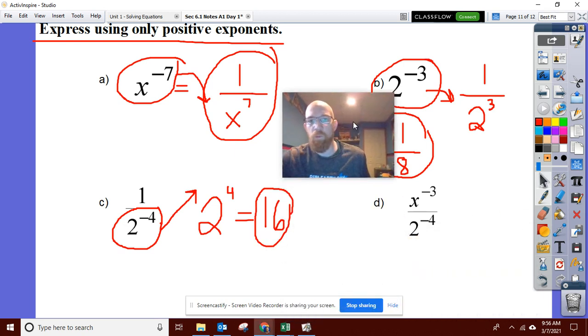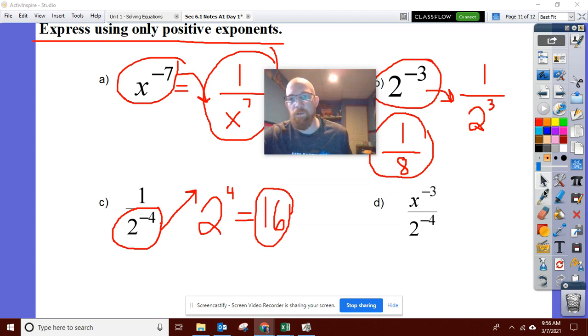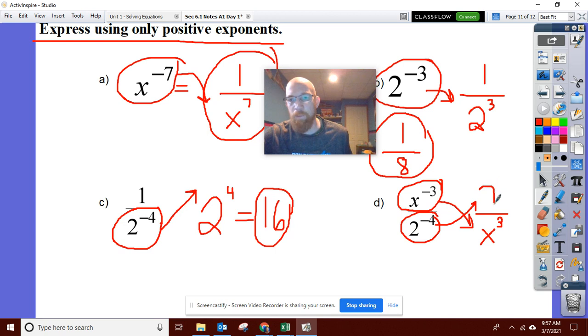Last one I want to go over with you is the one where you have 2 negatives. We've got a negative here and a negative here. Well, you take one at a time. First, the negative 3rd goes down. It becomes a positive 3rd. And then the 2 to the negative 4th goes from the bottom to the top floor. And that's it. And we know that 2 to the 4th power is 16. So we can rewrite this as 16 over x to the 3rd.